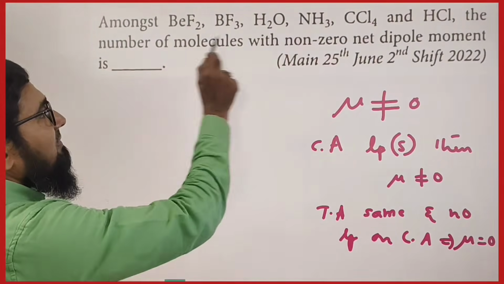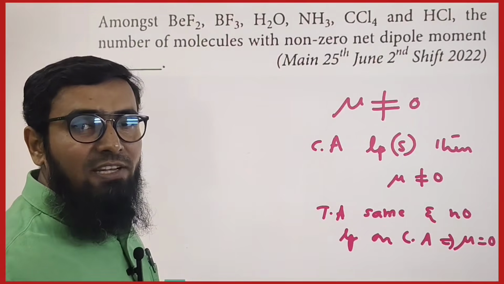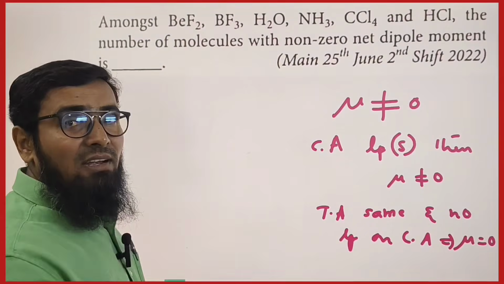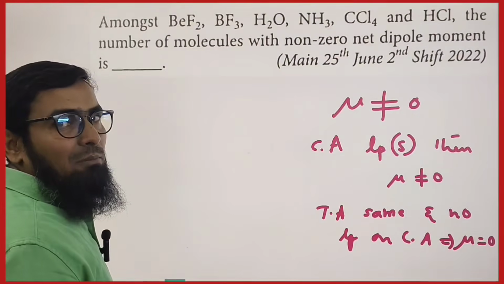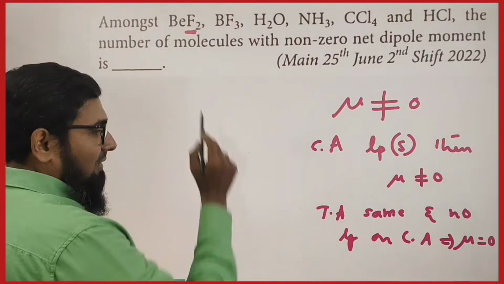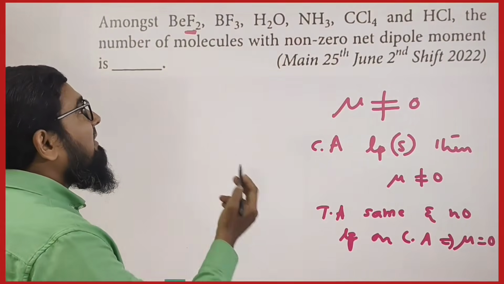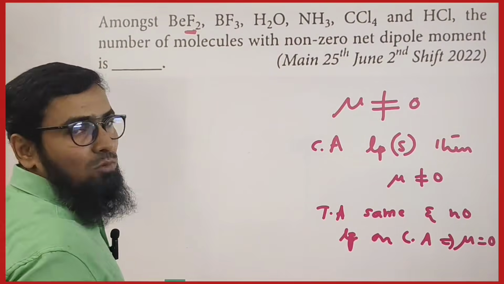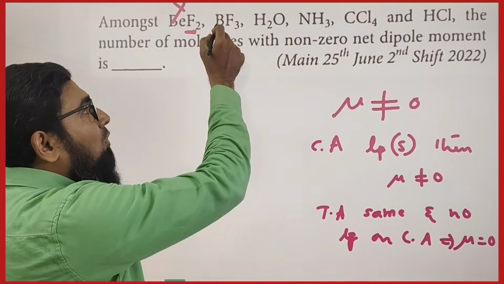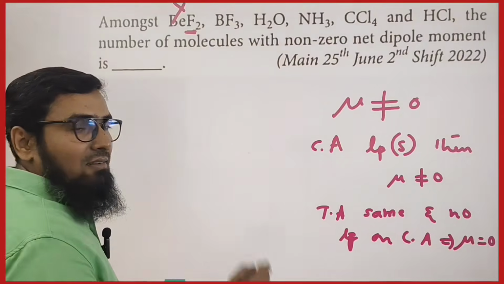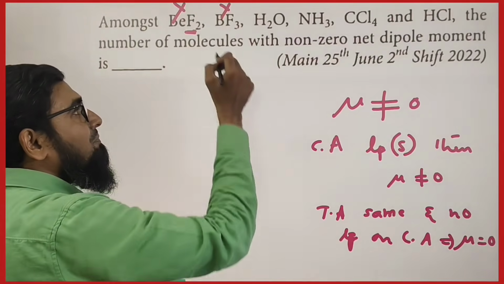Now, in these, if you take beryllium fluoride, see students, in my previous video I have shown how to calculate the number of lone pairs. In BeF2, there is no lone pair on beryllium and the terminal atoms are same here. So terminal atoms are same and no lone pair on the central atom. It means the dipole moment is 0. So this is not your answer. BF3, boron does not have any lone pairs on its head and the terminal atoms are same. So dipole moment is 0. This is not your answer.